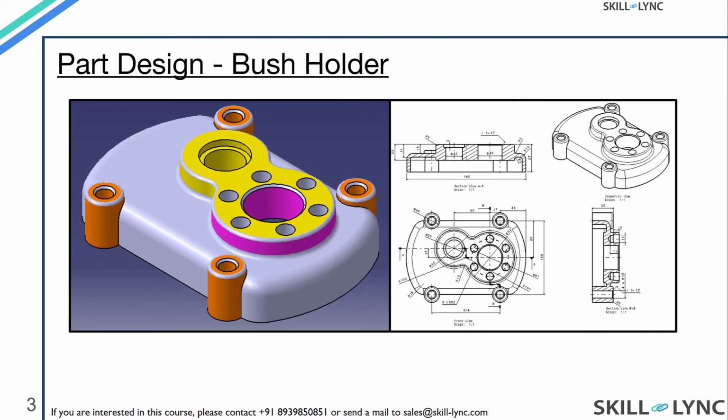Today, I will walk you through designing a bush holder step by step, and then the drafting of this model. Bush holder houses wires that conduct current. They are typically used in electrical machines. During this process, we will be switching between Sketcher Workbench and Part Design Workbench. Another new workbench that we will learn about in CATIA V5 is drafting.